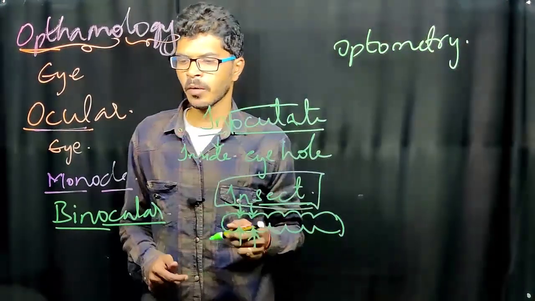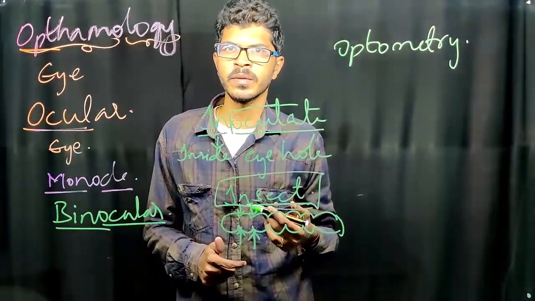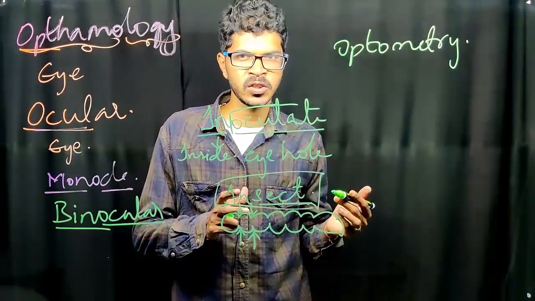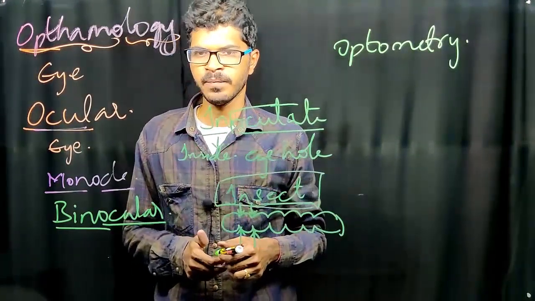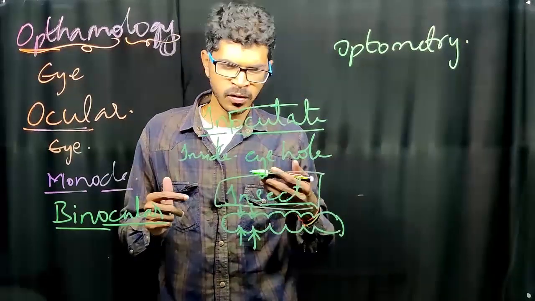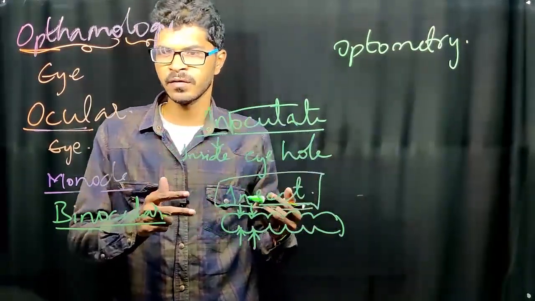Optometry. What do you mean by optometry? Optometry is the measurement of our vision. Whether the person is able to see with a lens which is having 1 unit or 2 unit.